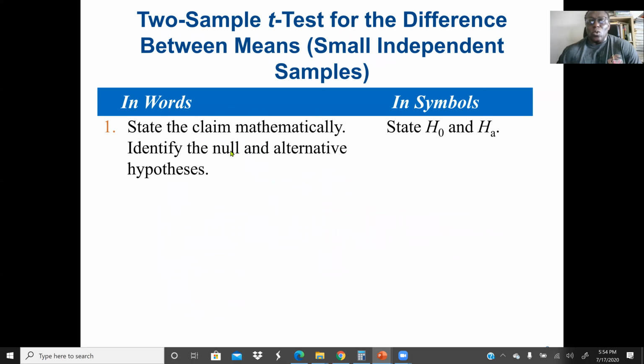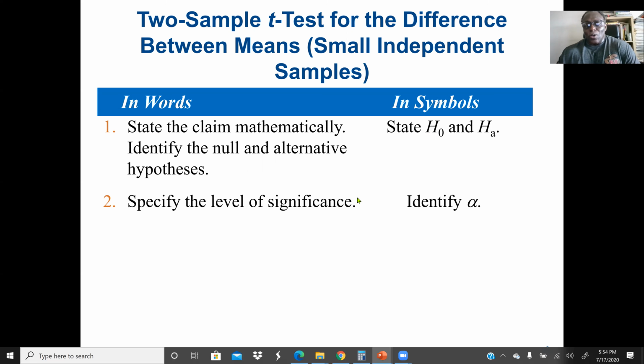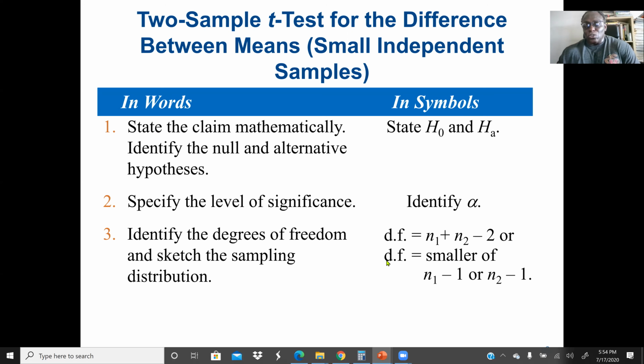So now we're going to put it in words and symbols. For our hypothesis test, the first thing we need to do is to state our H0 and HA. Then we have to know our significance level or level of significance, which is the alpha. We need that to draw our critical value regions. Then we identify the degree of freedom and sketch the sample distribution. We can only sketch the sample distribution if we know the alpha. The degree of freedom can be N1 plus N2 minus 2, or the smaller of N1 minus 1 or N2 minus 1. This is what we went through previously.